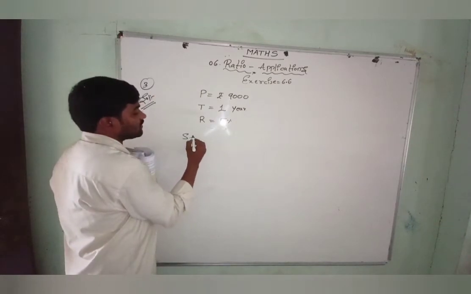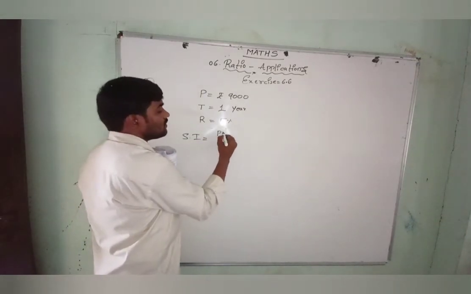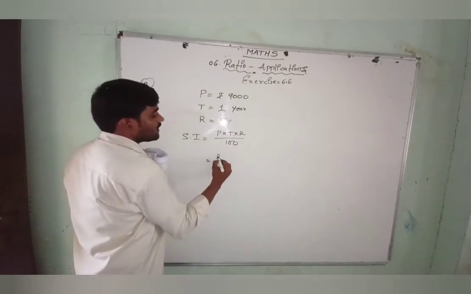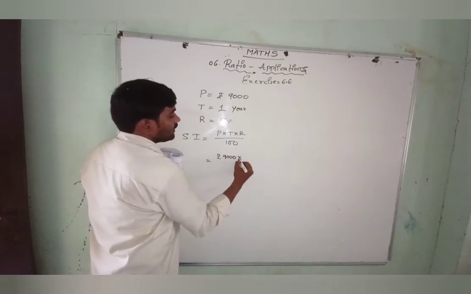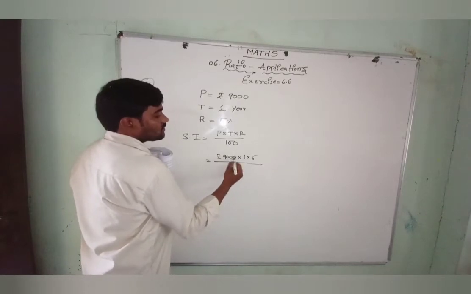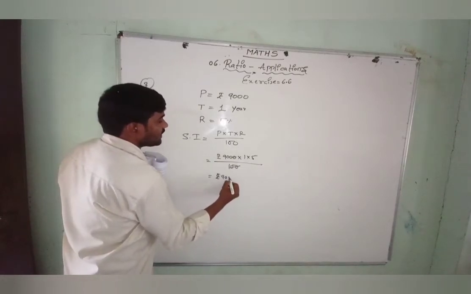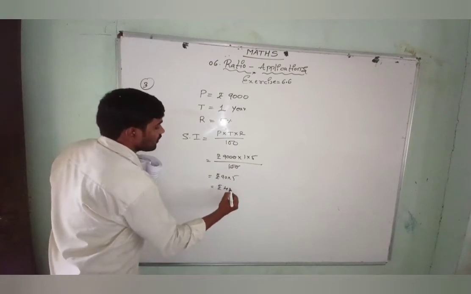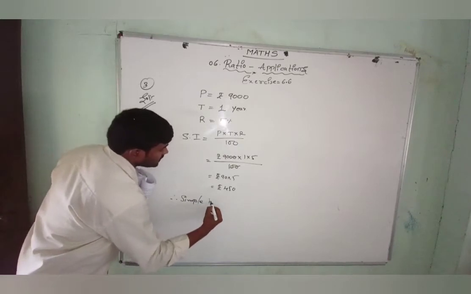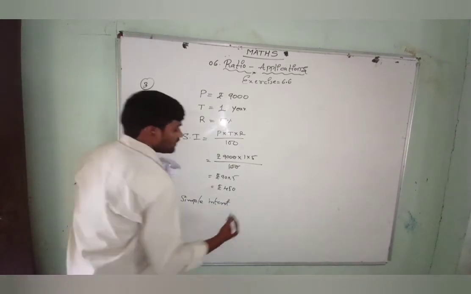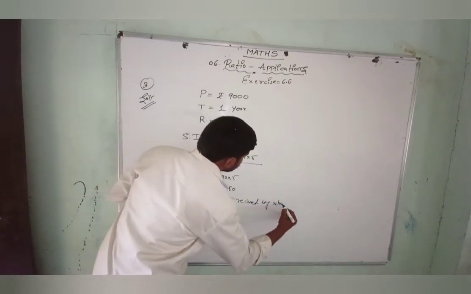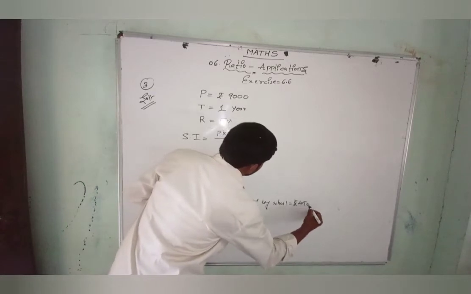Then we have to find out the simple interest. What is the interest they receive? Simple interest equal to P into T into R by 100. So P equal to rupees 9,000 into time is 1 year into rate of interest 5 by 100. So 2 zeros cancel. Rupees 90 into 5, that is rupees 450. Therefore, the simple interest received by school equal to rupees 450.